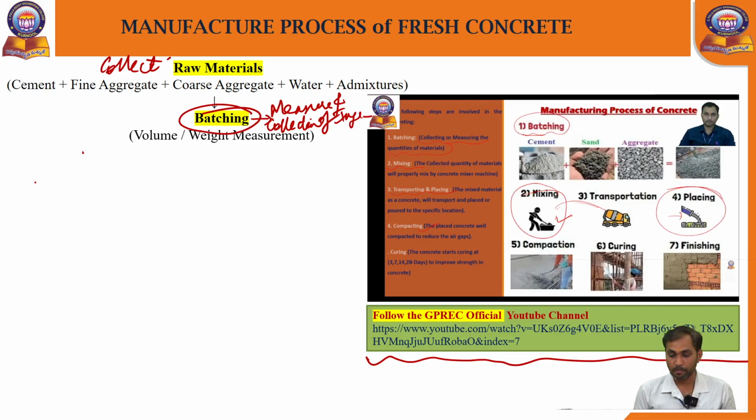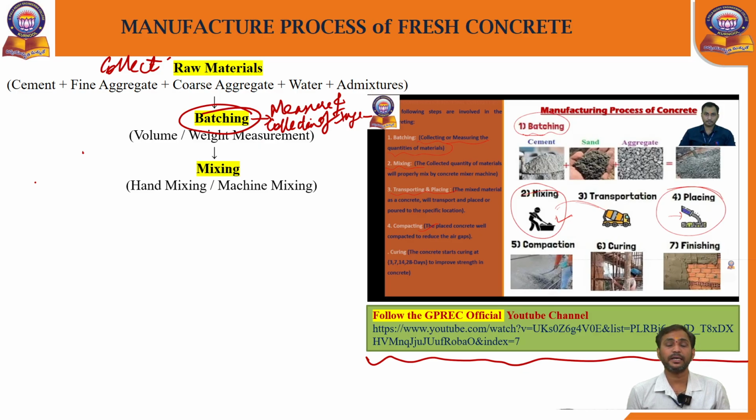Okay, next. After batching, all those ingredients have to be placed in a mixing machine. The mixing process can be done by hand and also by machine. Mixer machine will be there, no? So we have to pour into that mixer machine. After the mixer machine is switched on, slowly all the materials will get mixed thoroughly and evenly.